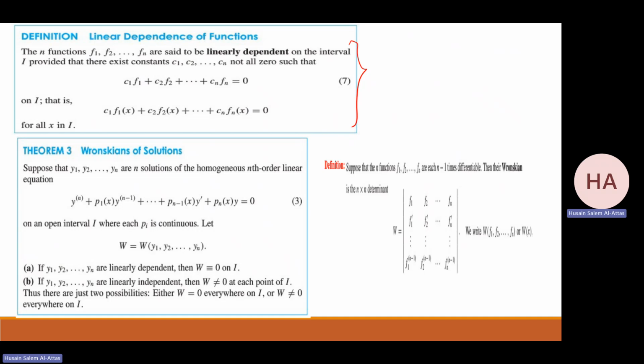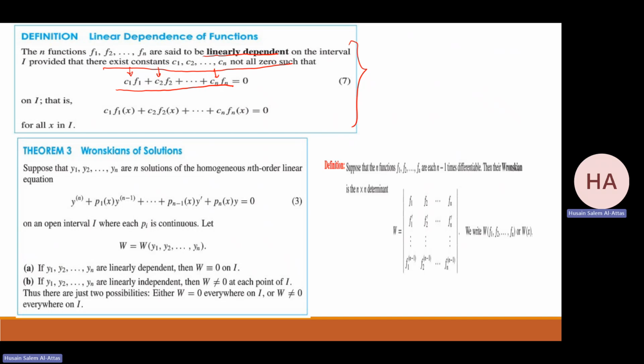If I have n functions, we say they are linearly dependent if I can make a linear combination of them where I can find these C's, not all zeros. There exist constants, not all zeros. To show they are linearly dependent, I just find C's so that I have a linear combination of them, not all zeros.